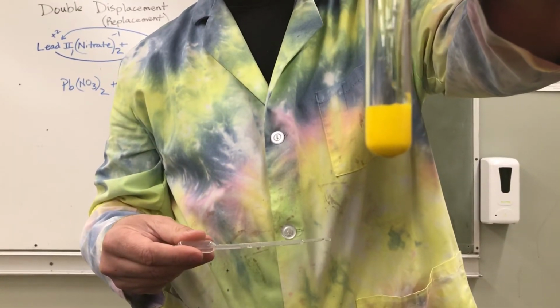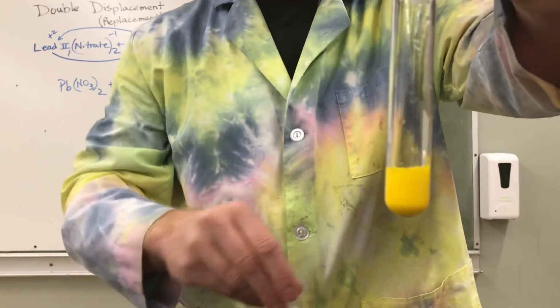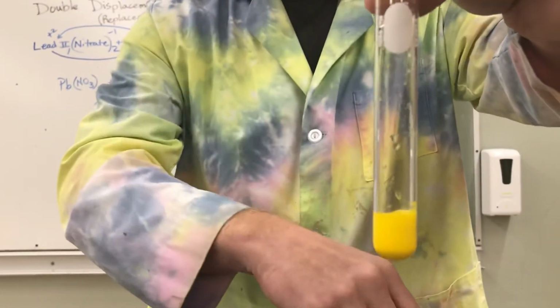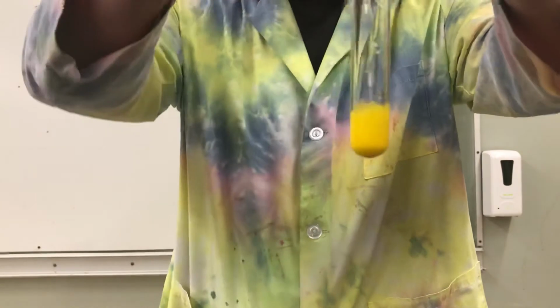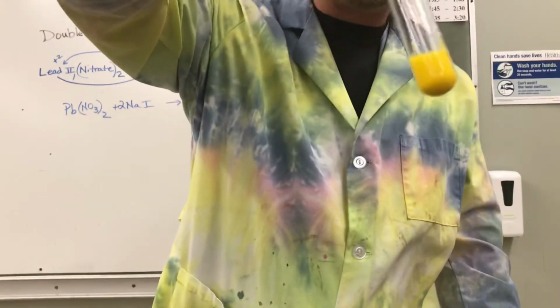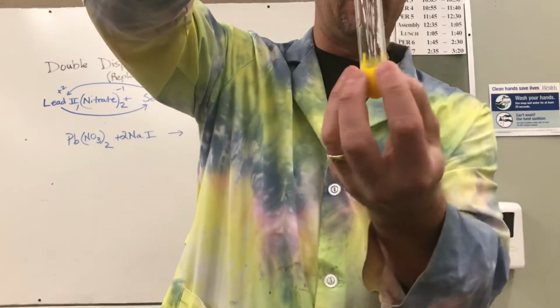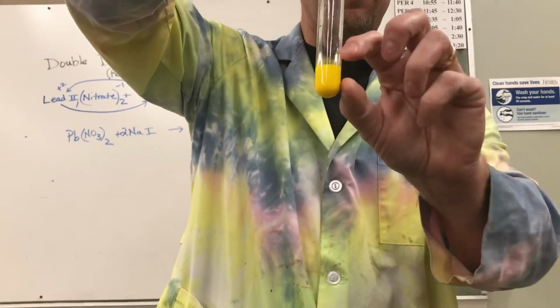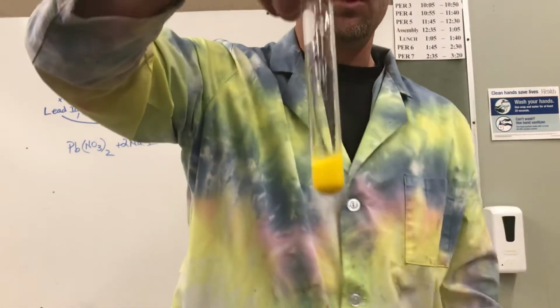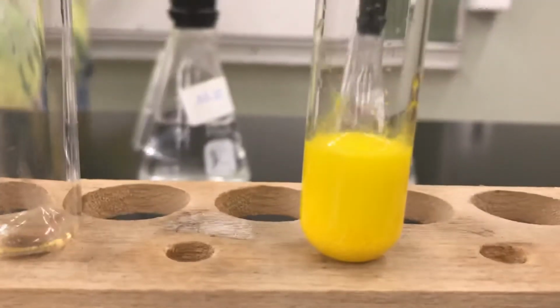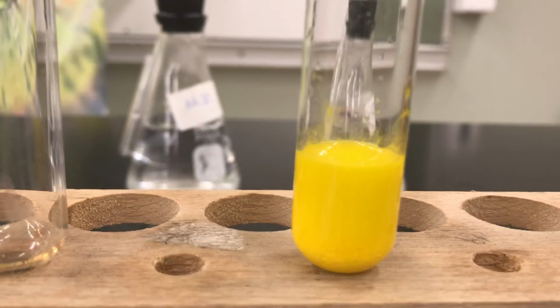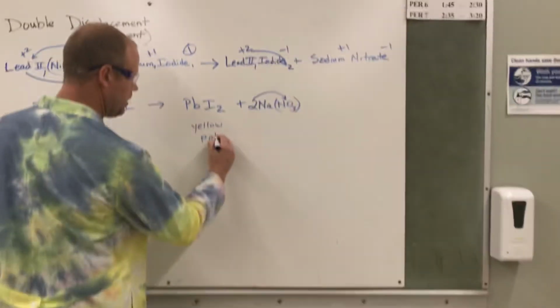What the heck is that? Okay. And I want to show you that there's really two things in here. This is something that's hard to see right now, but if I were to put this in a centrifuge and spin it around really, really fast, it'd be like the gravitron. It would pull all that heavy yellow stuff to the bottom, and we would have a nice clear liquid on top. And there's really two things in that. The yellow stuff happens to be lead iodide. It's what we call a precipitate.